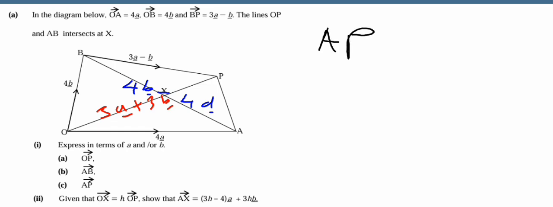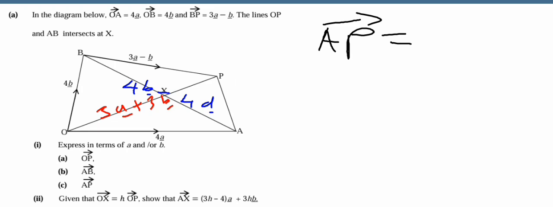So now for AP, we need to identify the starting point and the ending point. As you can see here, we are starting from O and ending where? At point P. So we can't use this route here directly because we don't have vectors here.